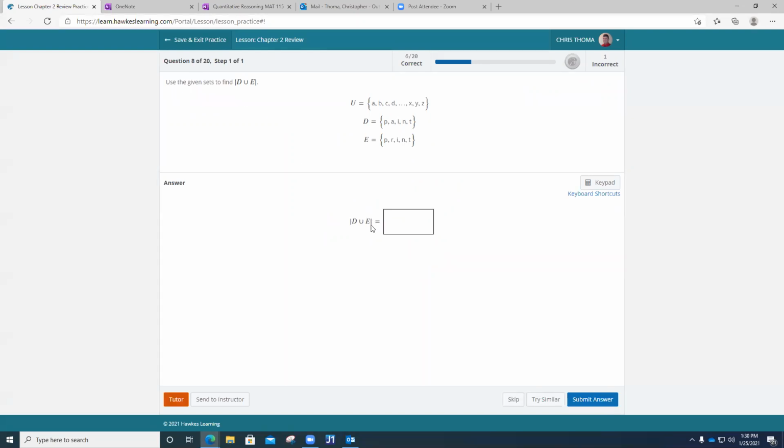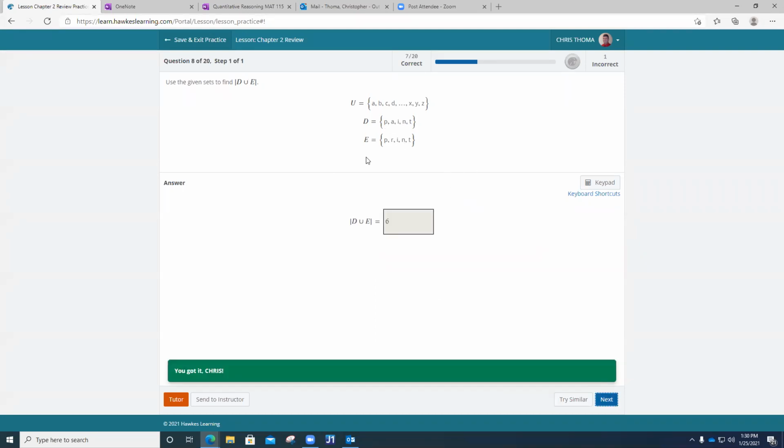Remember, the absolute value symbols mean cardinal numbers. So D or E: how many things are in D or E without double counting? You can see they both have a P, they both have an N, they both have a T, they both have an I. So A and R is the only difference. So there's 1, 2, 3, 4, 5, 6 in there. It doesn't say cardinal this time. So remember, the absolute value symbols in set notation mean how many elements, or you count up everything that's in both, but do not double count.